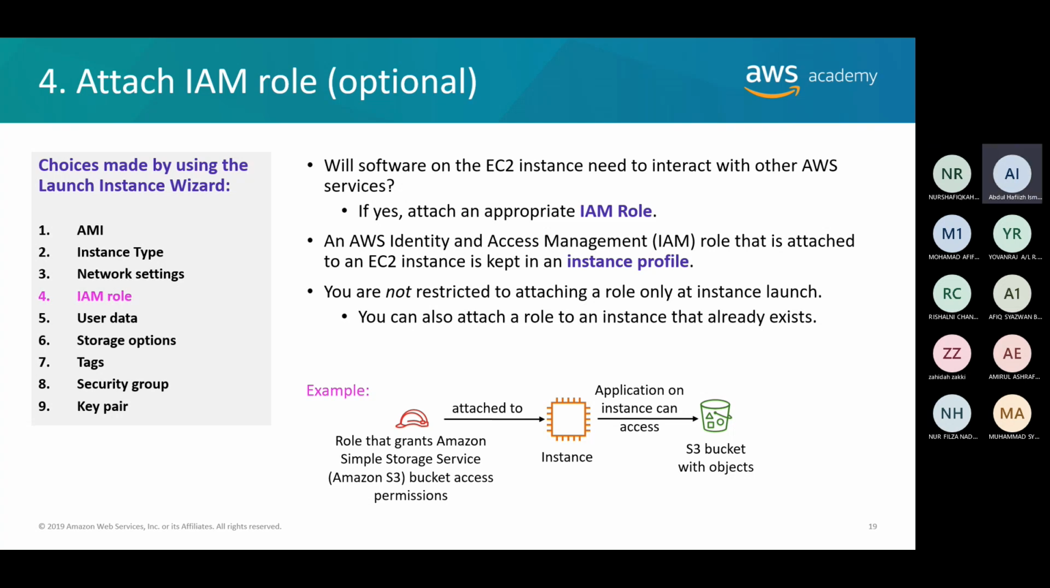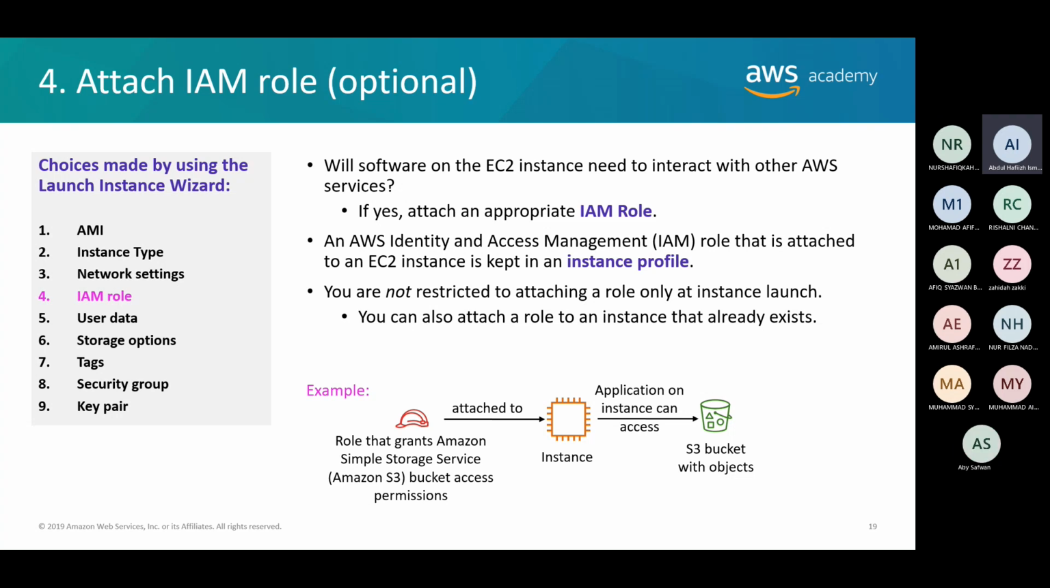So in this example, you see that an IAM role is used to grant permissions to an application that runs on an EC2 instance. The application must access a bucket in Amazon S3. So there is an application running on this instance, and we give it a role. That application needs to access the S3 bucket. You can attach an IAM role when you launch the instance, but you can also attach a role to an already running EC2 instance.